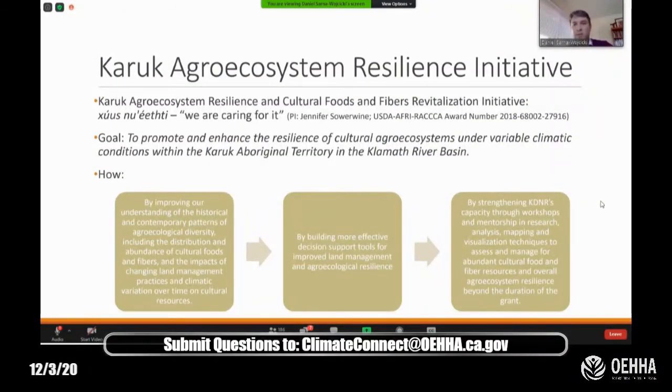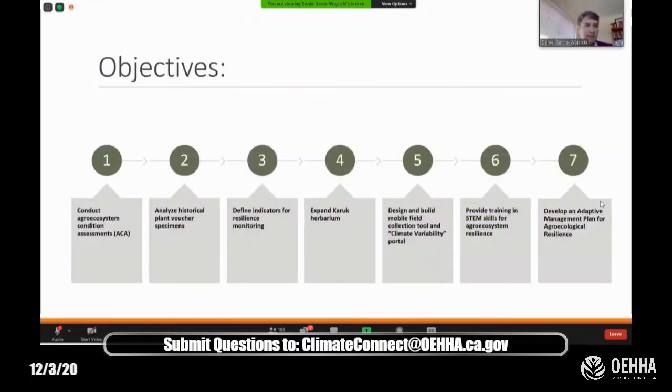So the Karuk Agroecosystem Resilience Initiative in many ways comes out of both the Karuk's food security and food sovereignty work and also their climate work as well. The goal of the Agroecosystem Resilience Initiative is to work with DNR staff and also cultural practitioners and community members and research ecologists at UC Berkeley and US Forest Service to study in depth some of the links between climate change and cultural foods. This project includes 7 objectives, everything from field research and plot-based research, doing some remote sensing and archival research on land cover change.